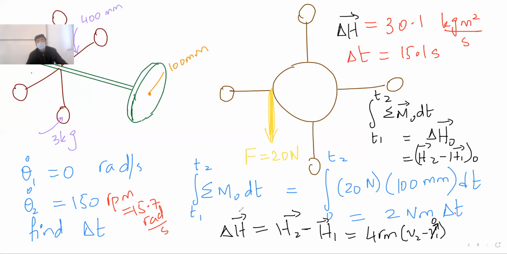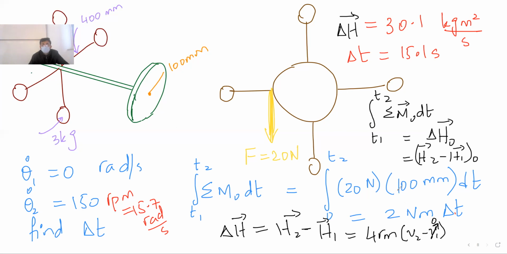So integral T1 to T2 summation moment dt equal to delta H naught. It is equal to the change of the momentum. Of course, we are talking about these 4 fellows. So delta H equal to H2 minus H1 equal to 4 times, now there are 4 masses, so 4m, mvr or r cross mv. The force is being applied like this, so no angle appears. So we have 4 rm (v2 minus v1). I put the delta H here, I get 30.1.